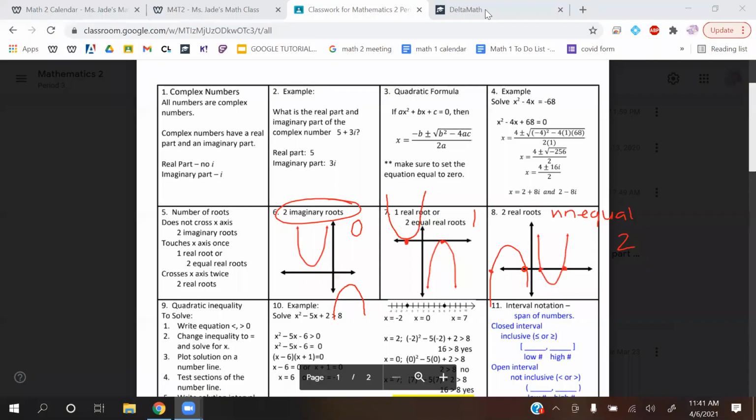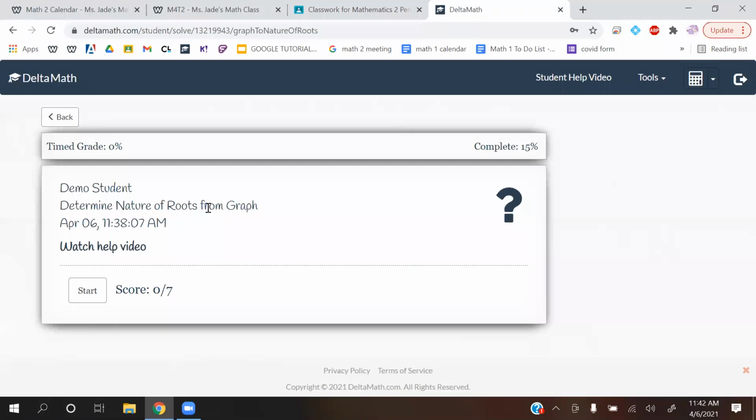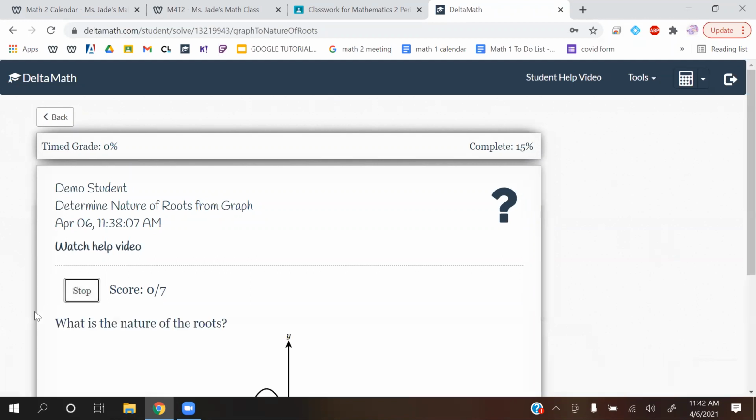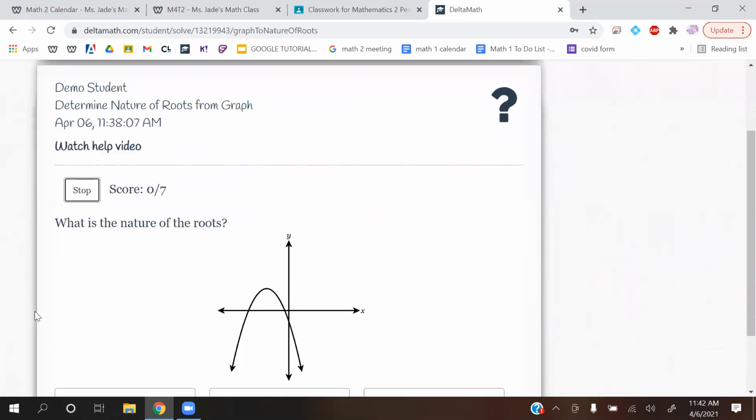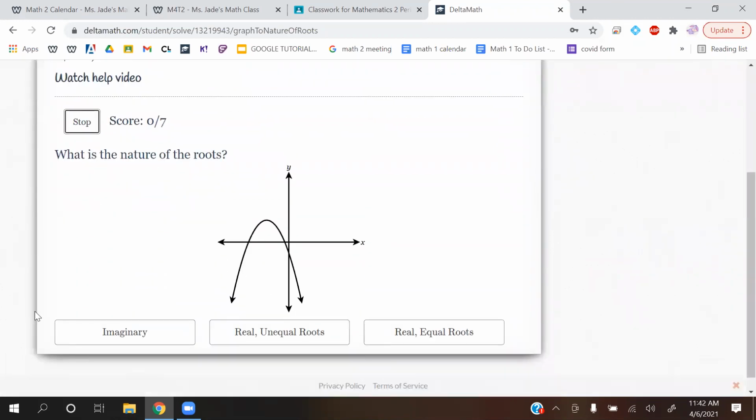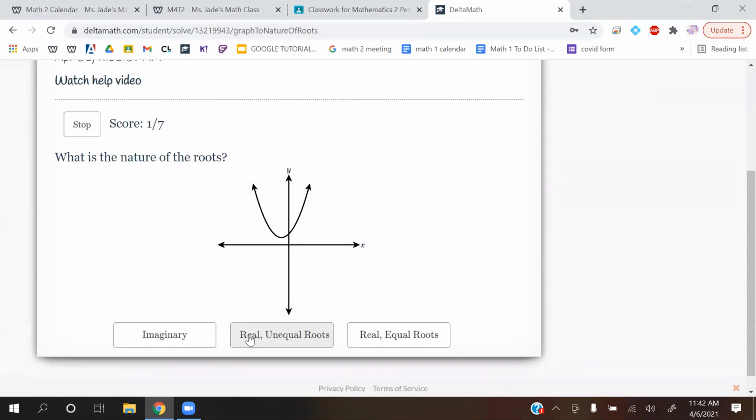So let me clear this screen. And let's go back to Delta Math over here, and let's do 7 problems together. I know 7's a lot more than usual for the amount of examples, but I just want to show you. Okay, so it looks like I didn't time it, so that's what I intended for. So what is the nature of the roots? Notice how it touches 2 times, so we have real unequal roots. Because here's 1 root, like maybe it's a -10 or something. This one's like a -1. They're unequal. They're different points. It touches twice, so you get 2 real unequal roots.